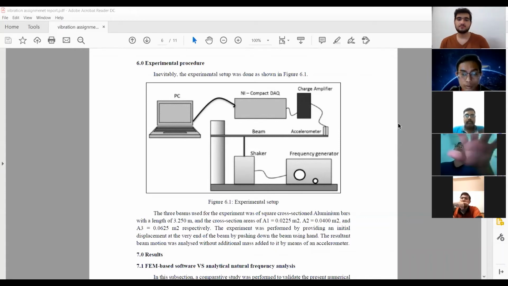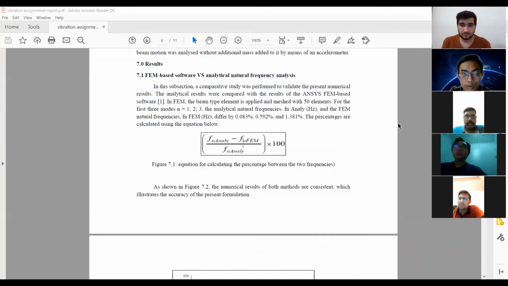The experiment is done by attaching the beam on a support system to ensure that it is in the form of a cantilever, and then it was given an initial displacement at the very end of the beam by pushing down the beam by hand.